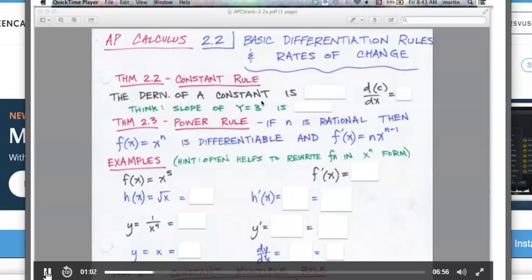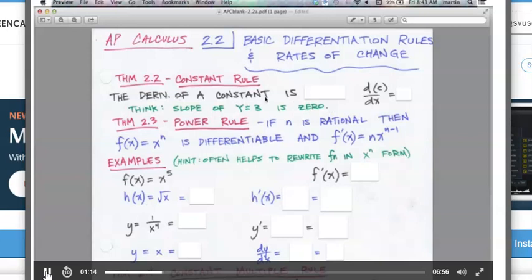The derivative of a constant is what? Well, think of this part in the green here. What is the slope of the line y equals 3? That's obviously going to be 0. So the derivative of any constant, think of it in terms of the slope of a constant function. The slope is going to be 0. In notation, the way we write that is the derivative of a constant with respect to x is 0.